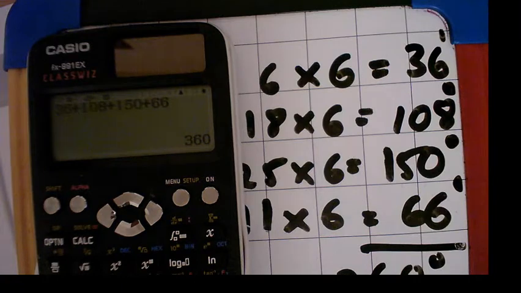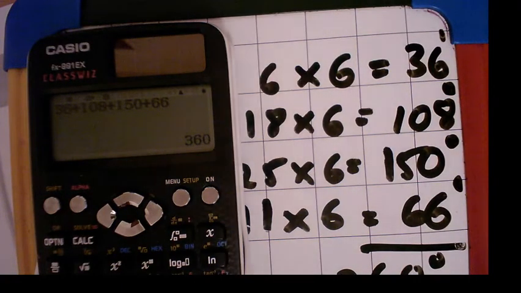Now when you get to drawing your pie chart, you obviously will need a protractor. Normally, they've drawn the circle for you.